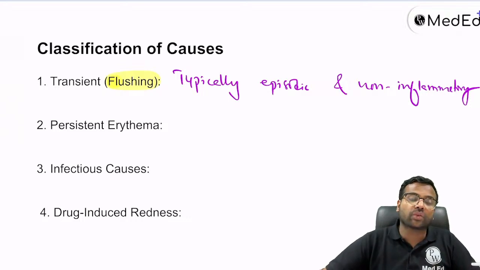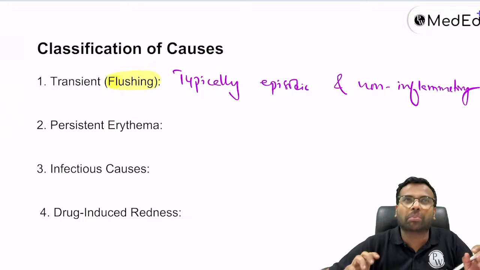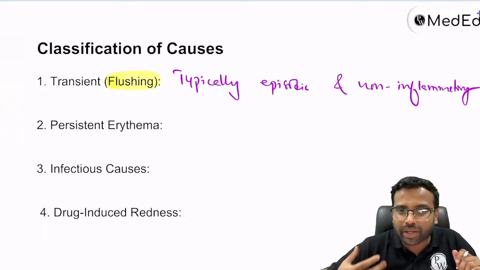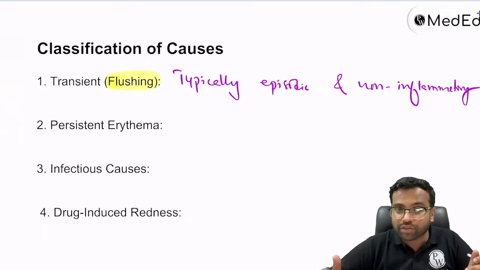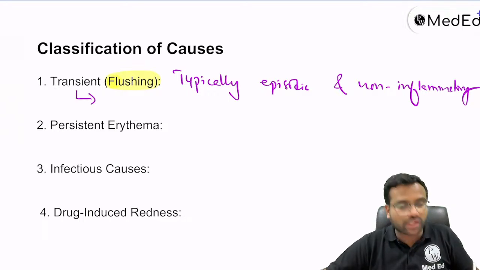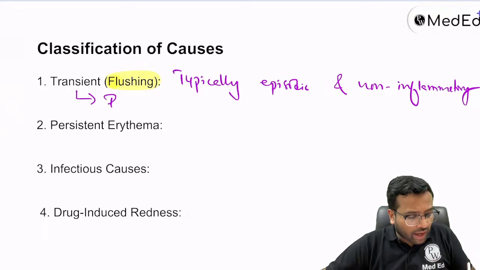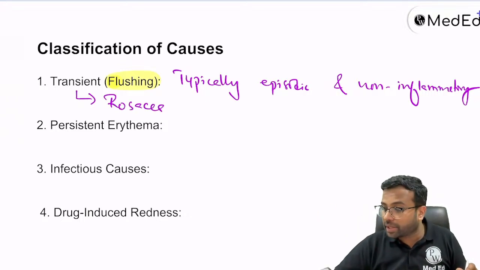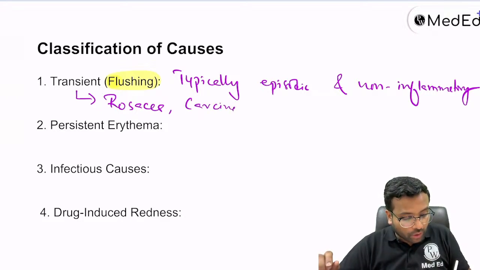What happens with a transient kind of flushing is that the patient may have multiple triggers. Let us say, what can be the trigger? The trigger can be an emotion, exercise, or spicy food. So now you have an idea, right? What am I meaning? In transient causes of red face, we have multiple. Among transient causes we can have rosacea, where the patient's complaint can be flushing. The patient may have a carcinoid syndrome.